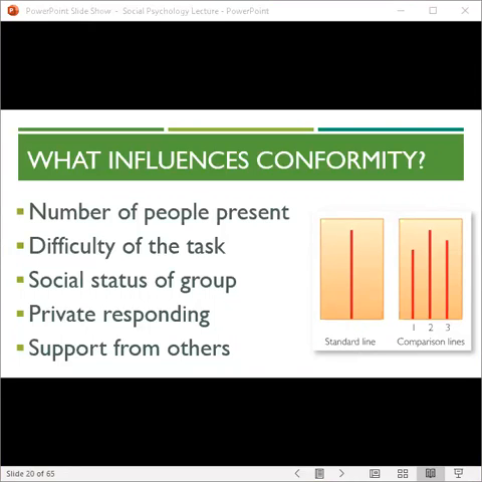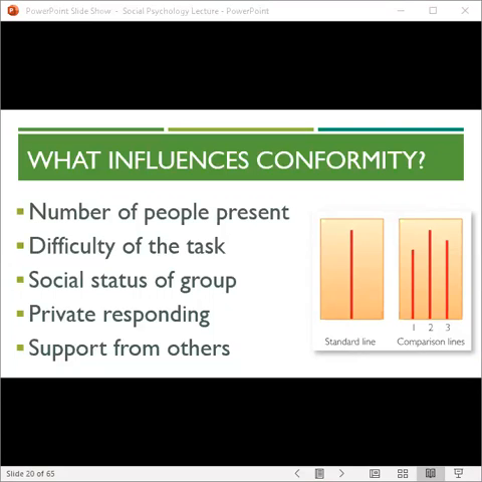Conformity tends to decrease, however, when people are able to respond privately. Like we saw in the video, when the guy was able to write down his response, he was much more free to be honest and go against the group. And this makes sense. If no one knows what our response is, we can feel more free to say what we truly think.